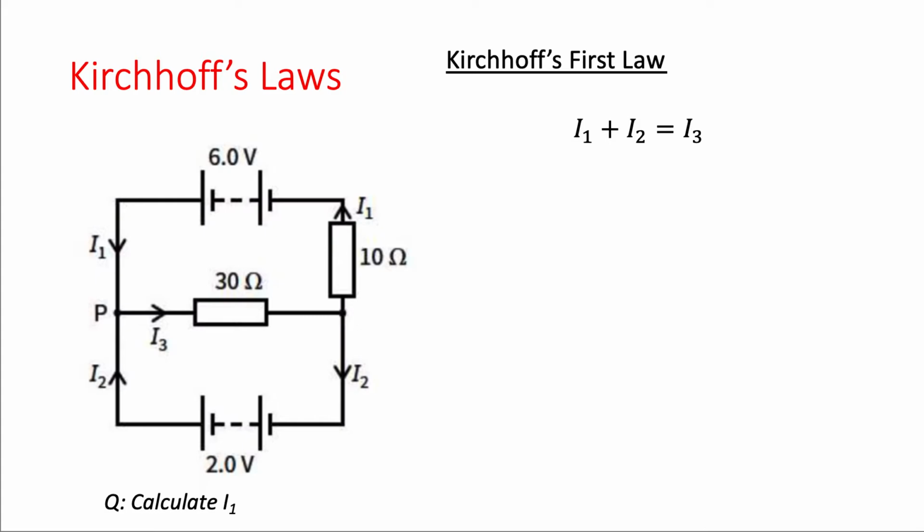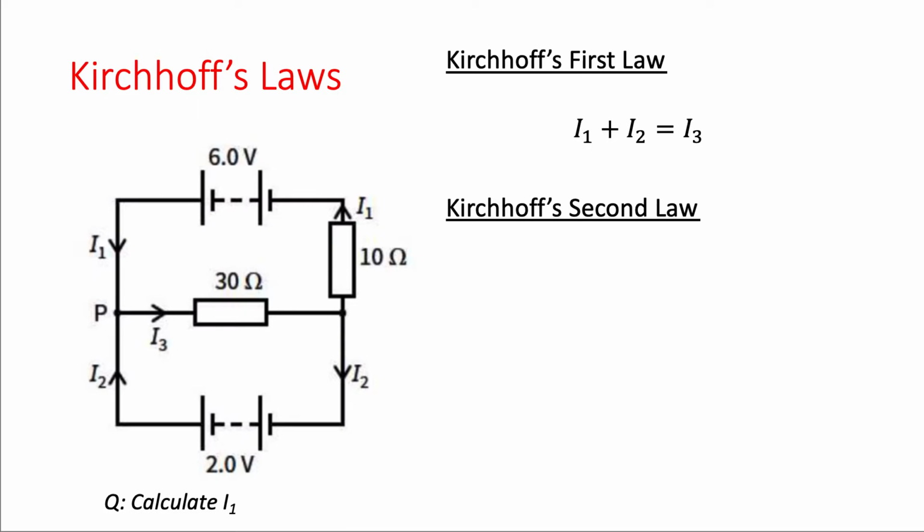Now, one way of getting that information would therefore be to use Kirchhoff's second law. Kirchhoff's second law states that the sum of our EMFs, that's the energy into our circuit, is equal to the sum of the potential differences, that's the energy out, around any closed loop. And it's that key phrase, any closed loop, which we're going to apply in a second.